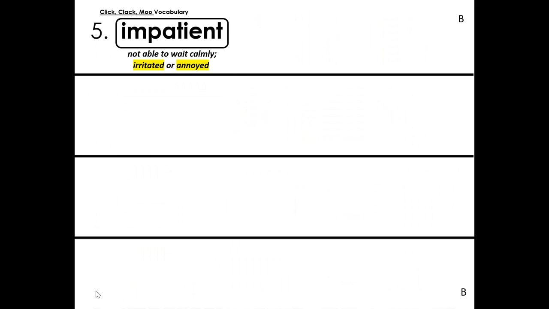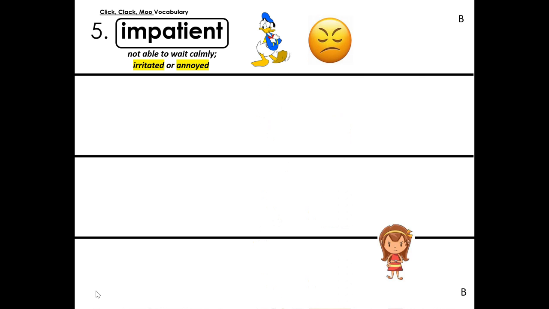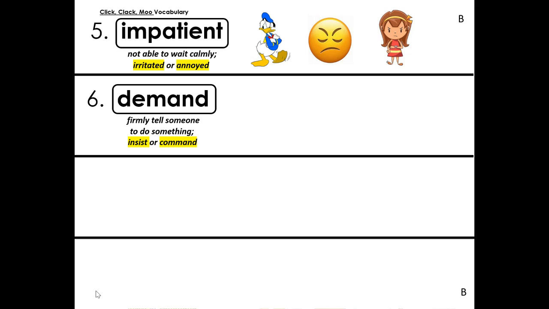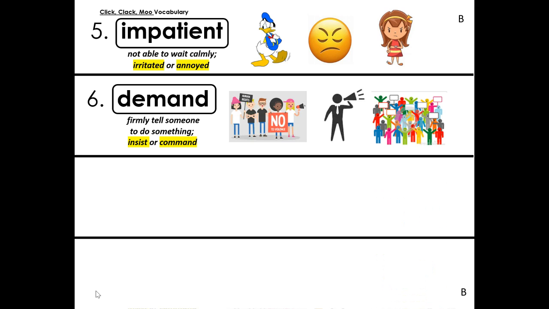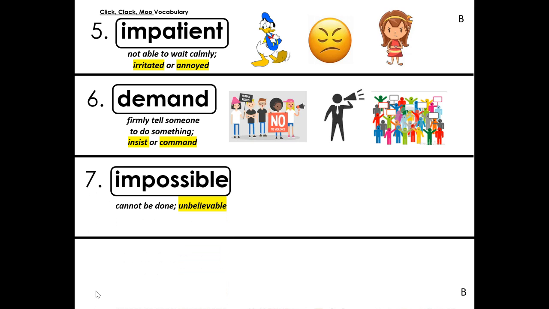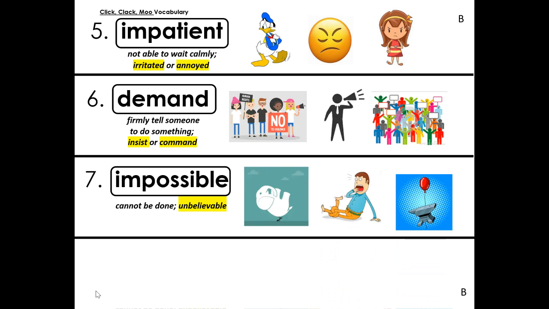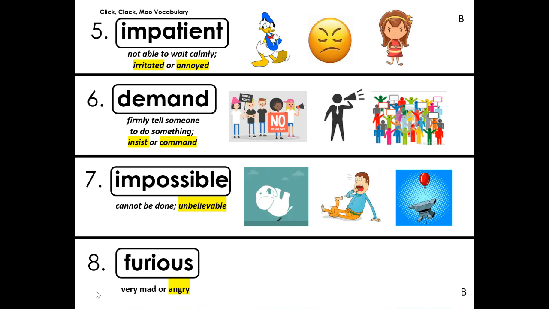All right, number 5, impatient, not able to wait calmly, irritated or annoyed. Again, I highlighted irritated or annoyed. It is a synonym for impatient. Number 6, demand, firmly tell someone to do something. Insist or command, demand. Number 7, impossible, cannot be done, unbelievable. And number 8, furious, very mad or angry.